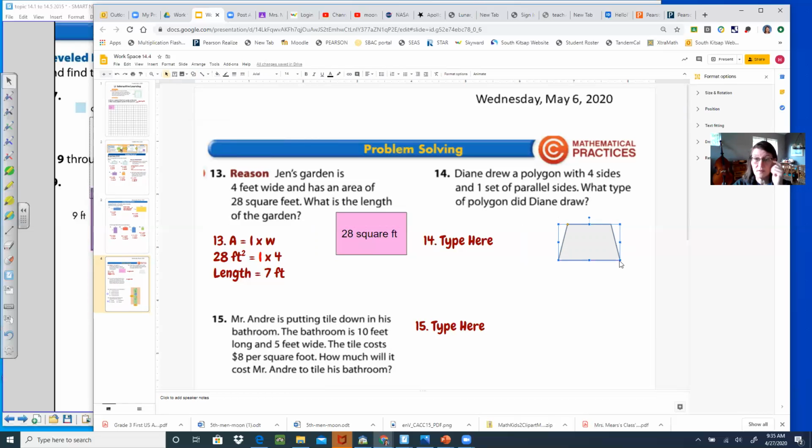So hopefully you found the same shape and you are thinking that is called a trapezoid. So I can spell it right. There we go. So number 14 is a trapezoid.